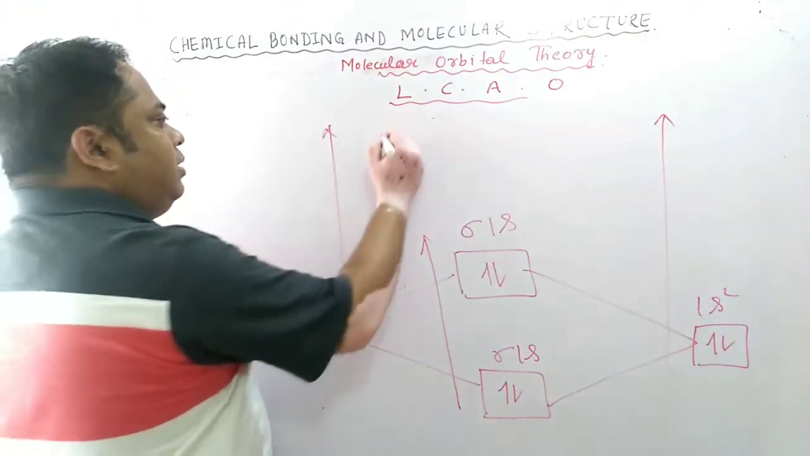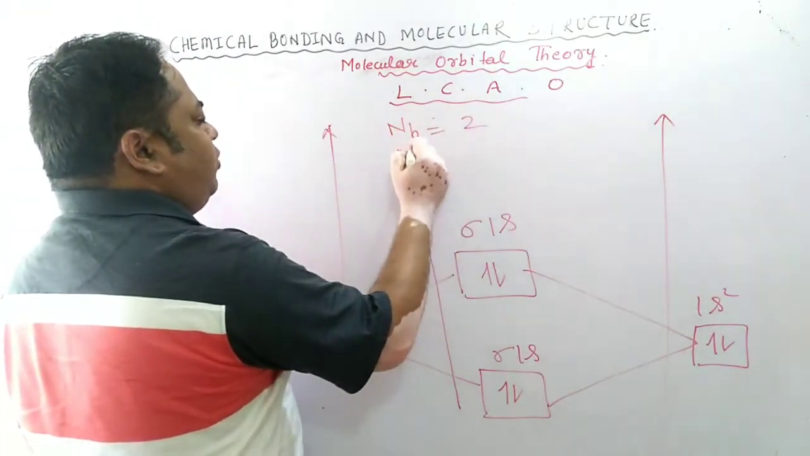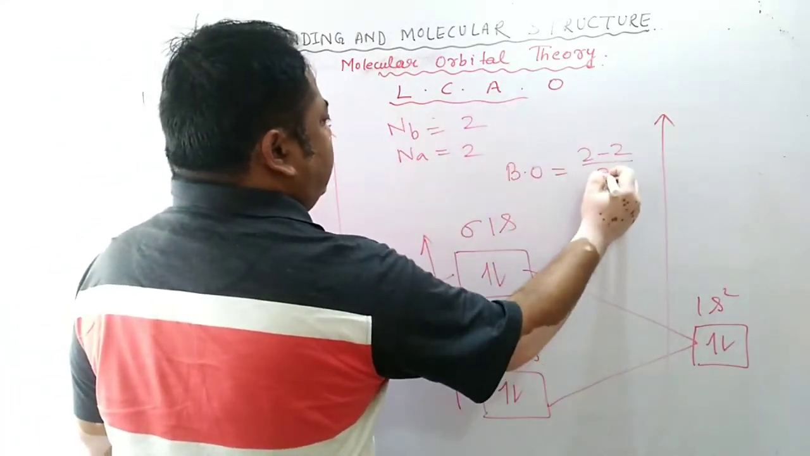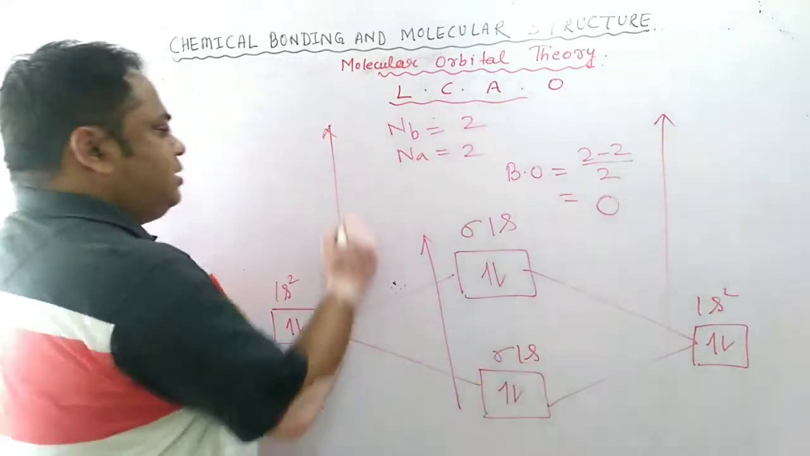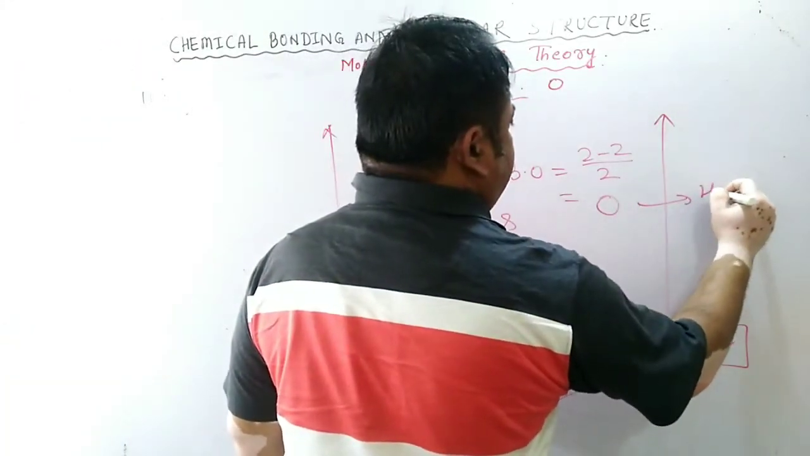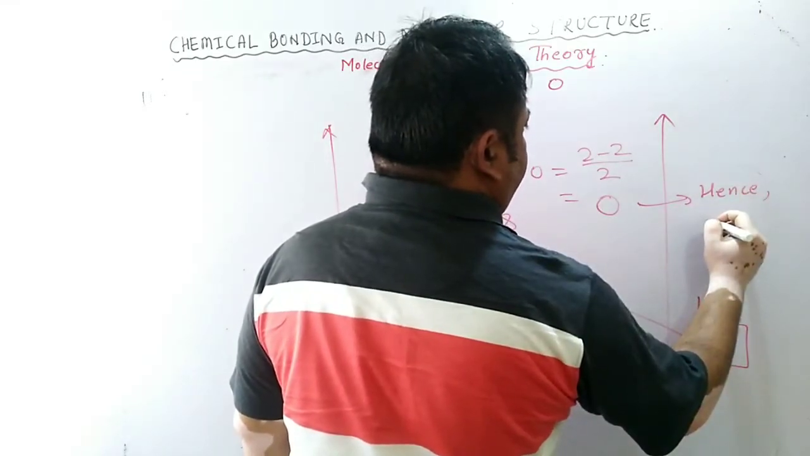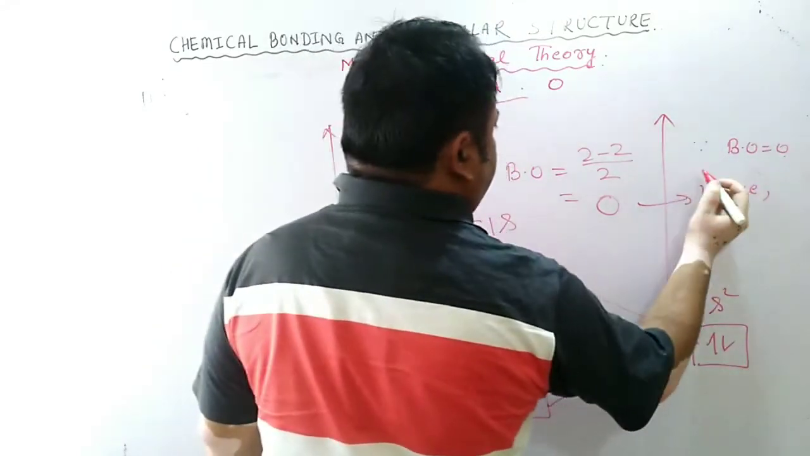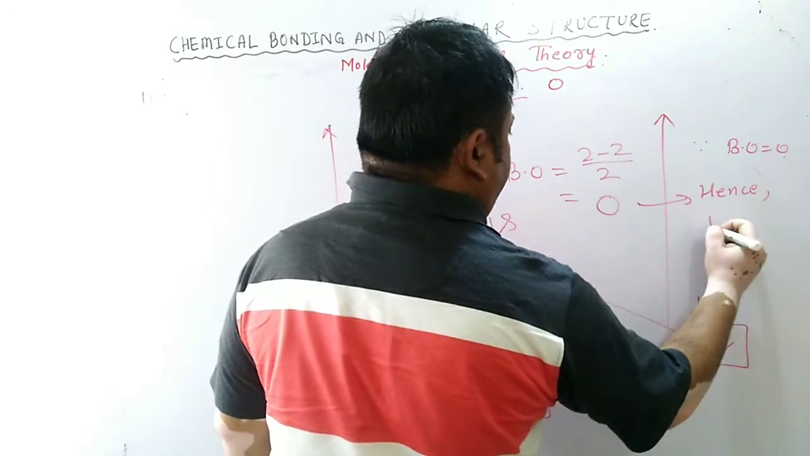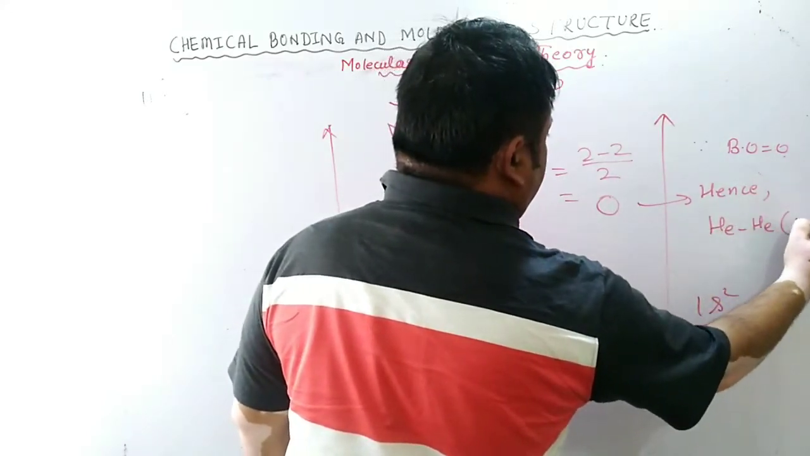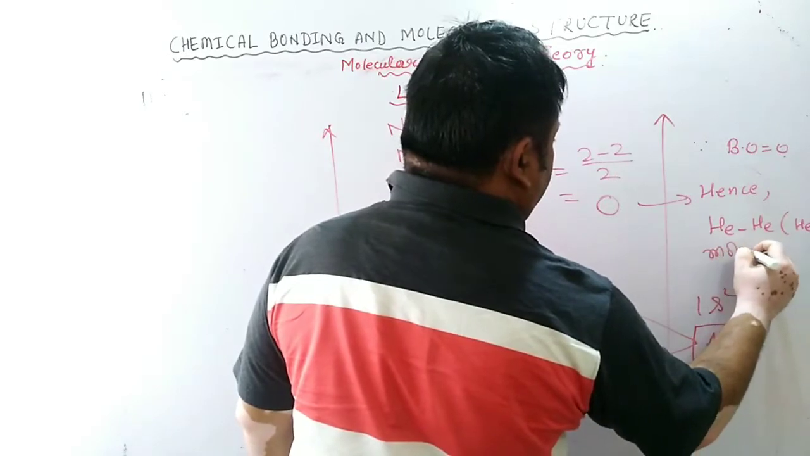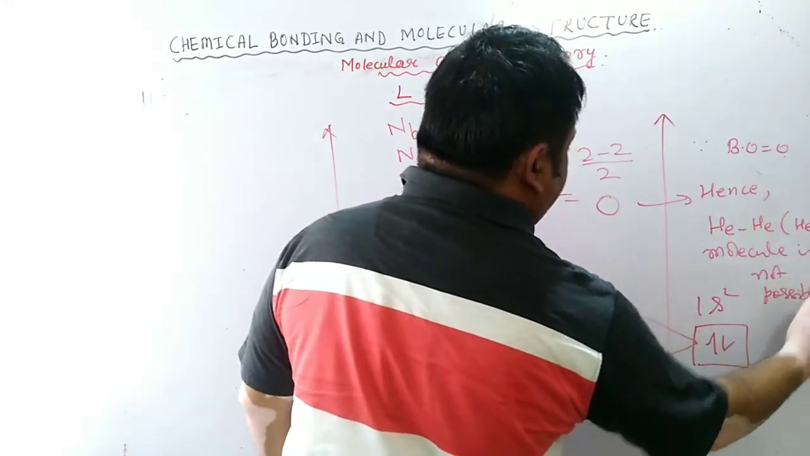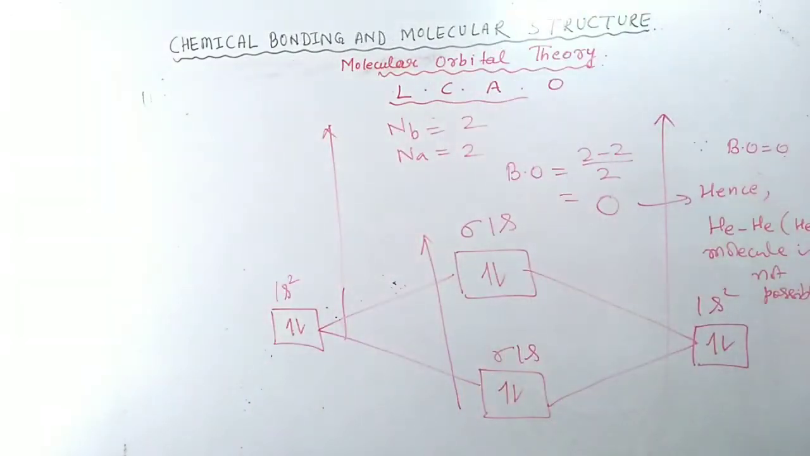Now we will see the number of bonding electrons is equal to 2. Number of anti-bonding electrons is equal to 2. So bond order will be equal to 2 minus 2 by 2, which is 0. And hence, since bond order is equal to 0, therefore the He2 molecule is not possible. See, it can now be mathematically proven.